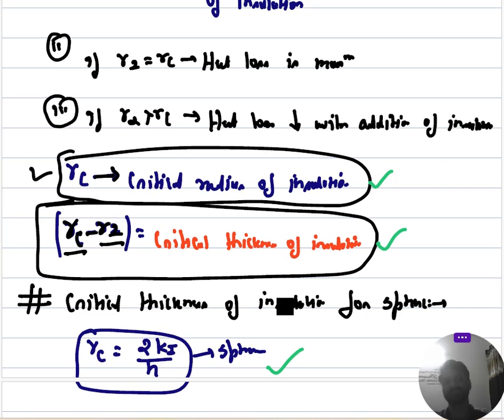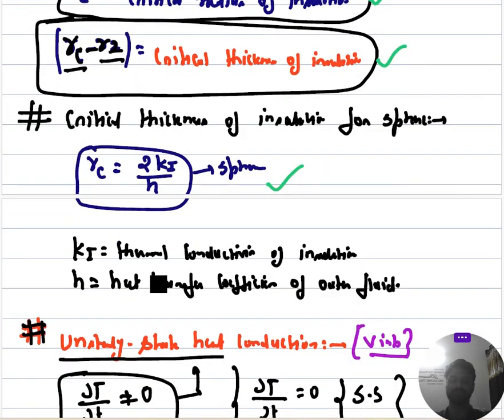So critical thickness of insulation will equal the critical radius of insulation minus R2. That is the outer radius of the insulation, right? And you can take the modulus because you are calculating the thickness. So here you can see that RC minus R2 is the critical thickness of insulation.